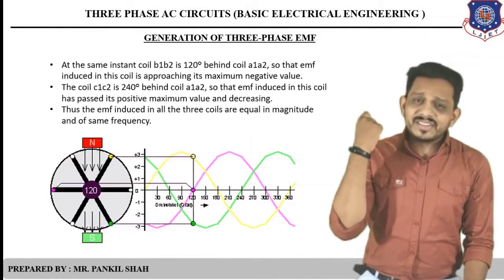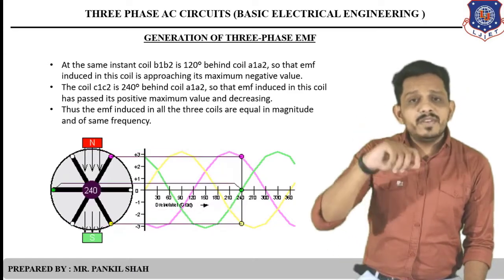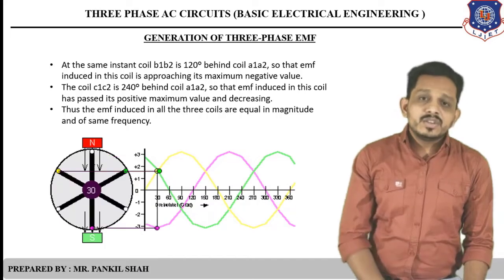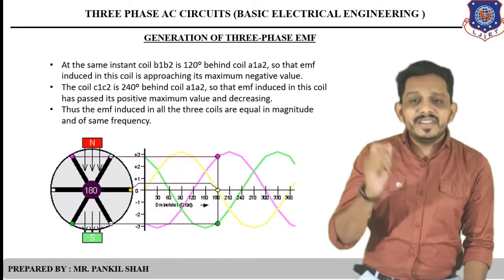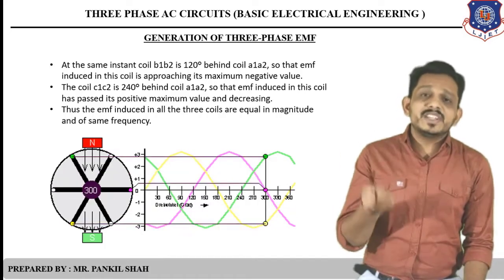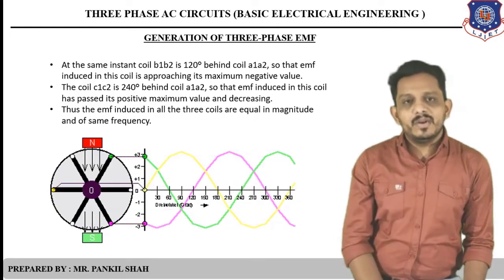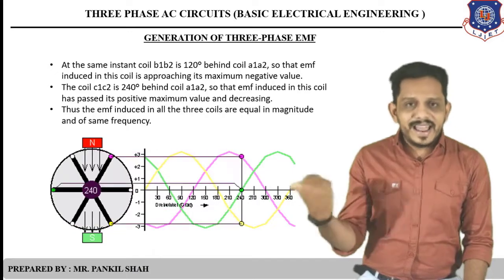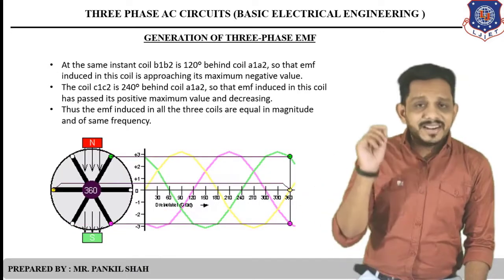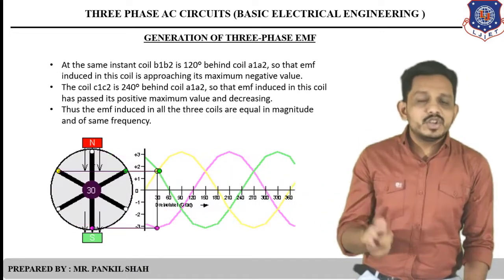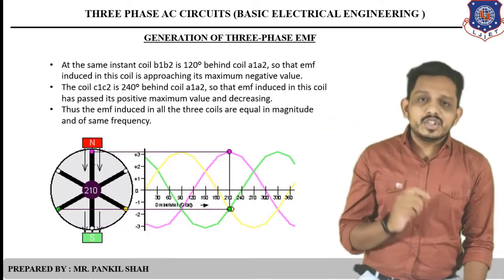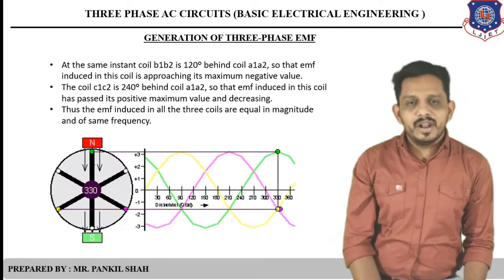So at the same instant, the coil B1, B2 was 120 degrees behind that first coil. So the EMF induced in this coil is approaching its negative maximum value. The EMF induced in the second coil was at the negative maximum value. And at the same time, the coil C1, C2 is 240 degrees behind the first coil. The coil C1, C2 has passed its maximum value.